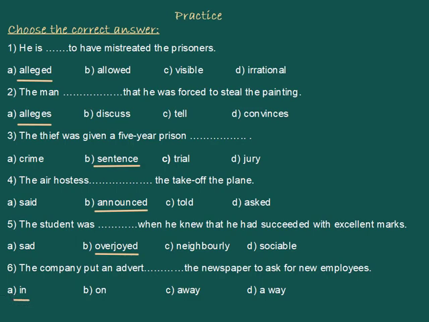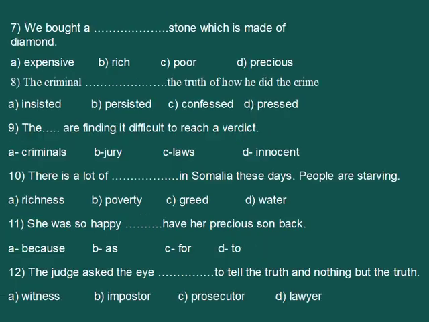After that, we can go to number 7. We bought a blank stone which is made of diamond. So we bought a precious stone which is made of diamond. Number 8, the criminal blank the truth of how he did the crime. So the right answer is confessed. Great. He admitted that he did the crime.